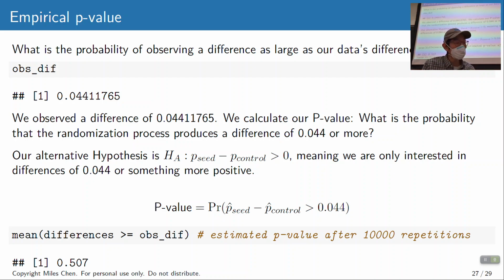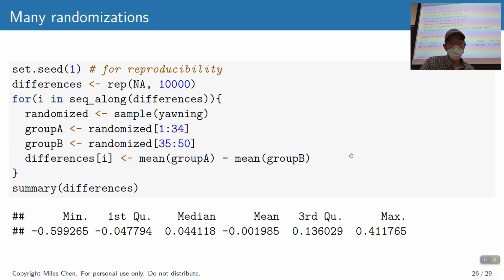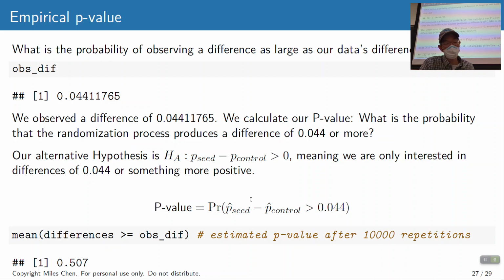Our question was, how often do we get our data or something more extreme if the null hypothesis were true? So this is what would happen if the null hypothesis were true. If the null hypothesis were true, who ends up in group A and who ends up in group B is a result of just randomization alone. And that's what we've done. We've simulated what would happen from randomization alone. We've randomized people, put some in group A and some in group B. And we say, okay, how often do we get a difference of 0.044, which is our observed difference? So how often did this happen?